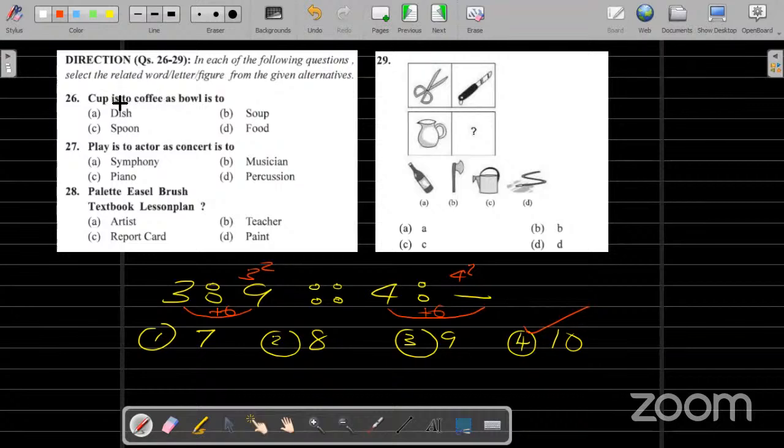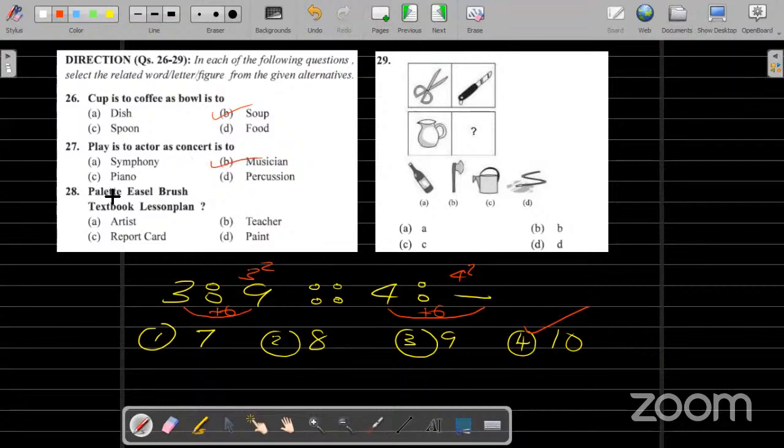Cup is to coffee. Coffee can be served in cups. In a similar way, bowl is to what? Soup. Soup can be served in a bowl. Play is to actor. An actor performs a play. Concert is to musician. A musician performs a concert. Musician is the answer there.